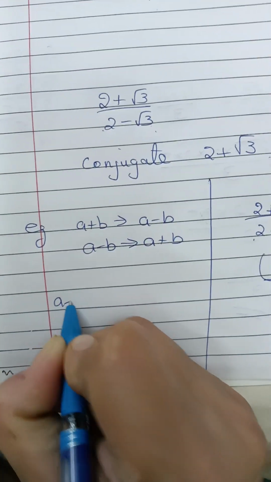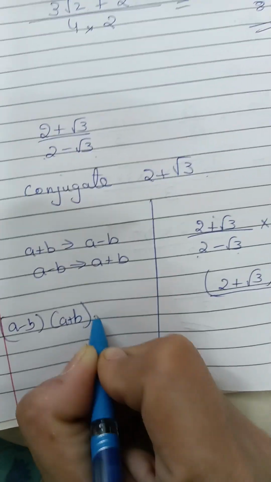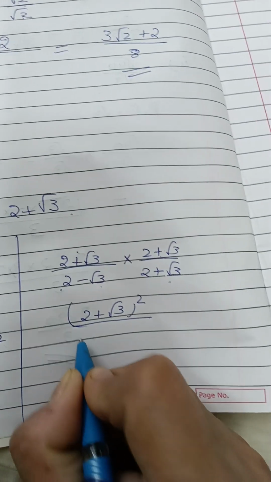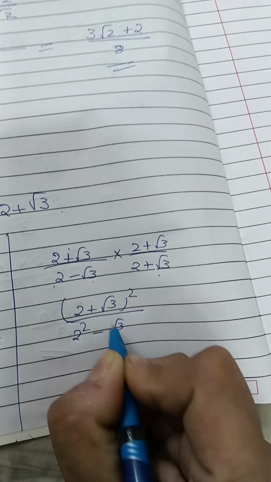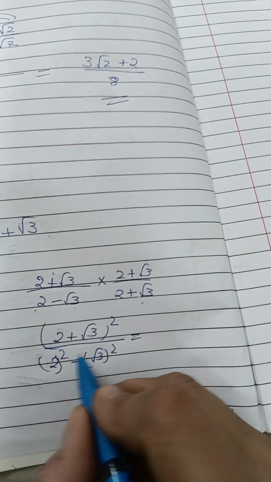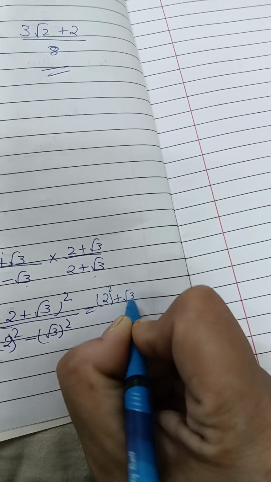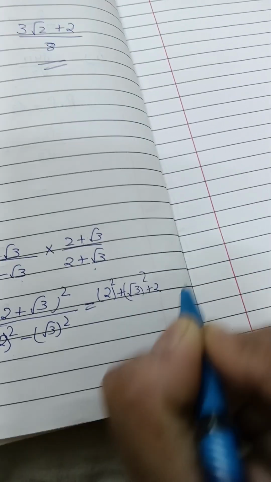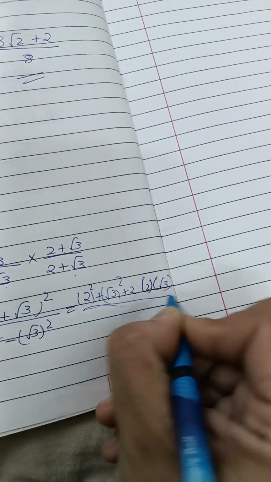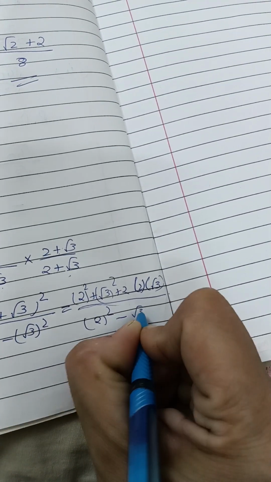Now what is a minus b into a plus b? A minus b into a plus b is a square minus b square. So here it will be 2 square minus root 3 square. So the numerator will be 2 square plus root 3 square plus 2 into 2 into root 3, and the denominator will be 2 square minus root 3 square.